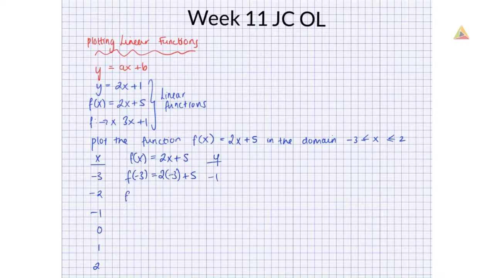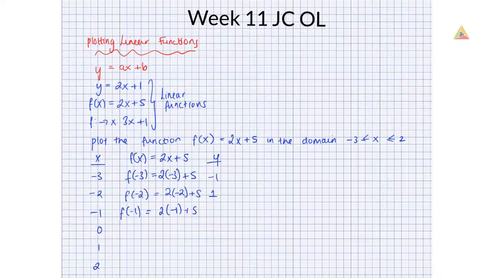The next one is f of minus 2. So that's going to be 2 by minus 2 plus 5. So that's minus 4 plus 5, which will bring us to 1. The next one, f of minus 1, is going to be 2 by minus 1 plus 5. So that's minus 2 plus 5, which will bring us to 3. f of 0 is 2 by 0 plus 5. That's going to give us 5. f of 1 is going to be 2 by 1 plus 5, and that will bring us to 7. And finally, f of 2 is 2 by 2 plus 5, and that will give us 9.